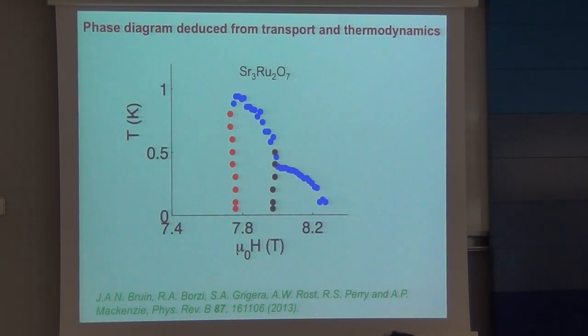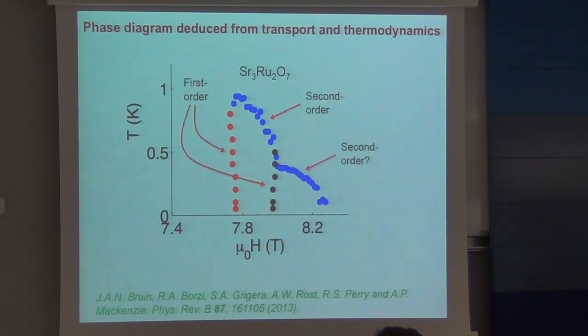So after a lot of work that's summarized in a paper from last year, we realized that this material had a slightly complicated phase diagram where thermodynamically we can absolutely convince ourselves that these are first order transitions with the red vertical and black vertical lines. We can absolutely convince ourselves, and I'll show you in a moment, that this is a second order thermal phase transition, and we believe this is a second order phase transition as well.